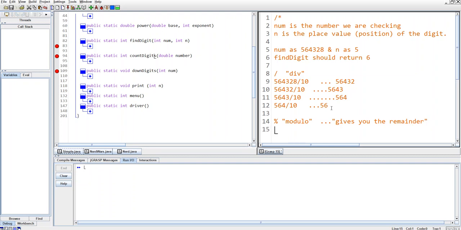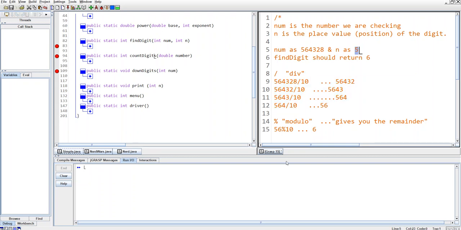So if I do 56 mod 10 instead of div 10, I get 6. And that was the number we were looking for, right? We wanted 6, and here it is. But again, at first what you had to do was just keep chopping off pieces, right? So think about how you can get this to run 4 times.